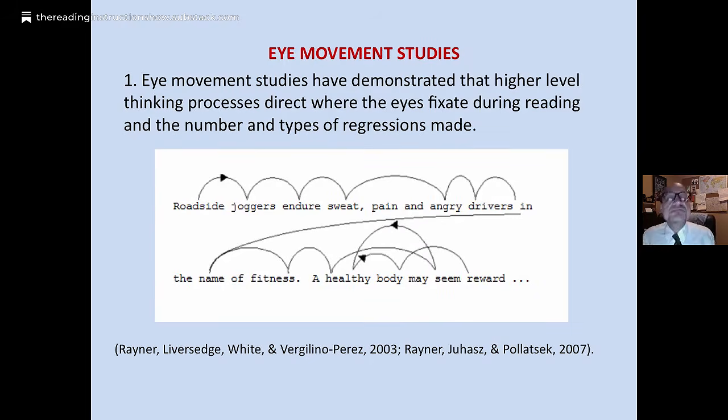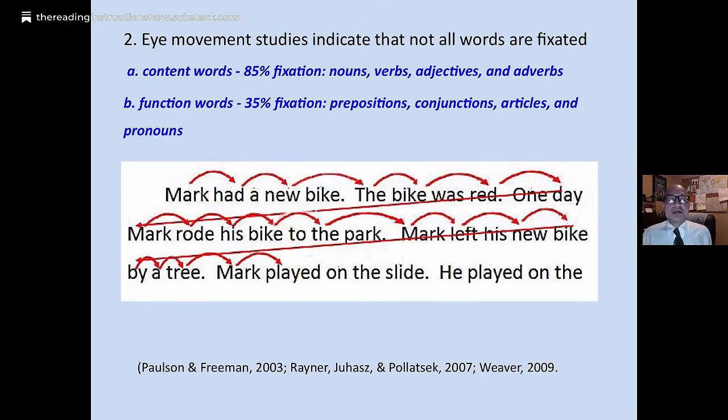First of all, eye movement studies. These have demonstrated that higher level thinking processes actually direct where the eyes fixate or stop during reading, and the number and types of regressions that we make. We go back and we read words. So what's in the head directs the eyes during the act of reading. Eye movement studies also indicate that not all the words are fixated on.